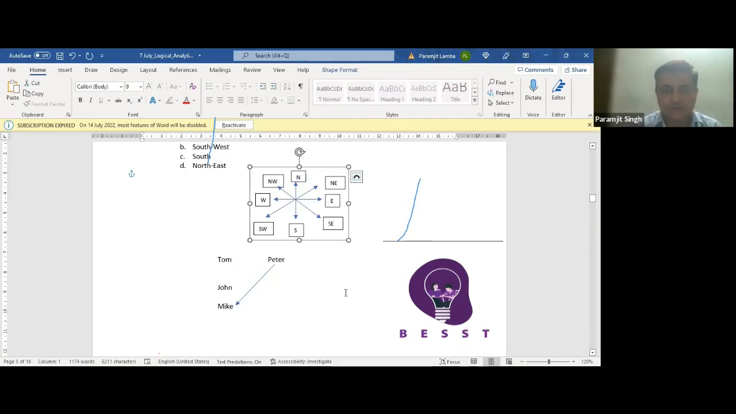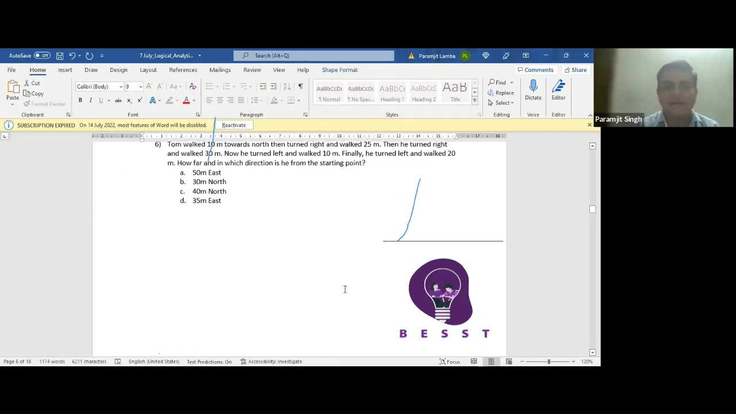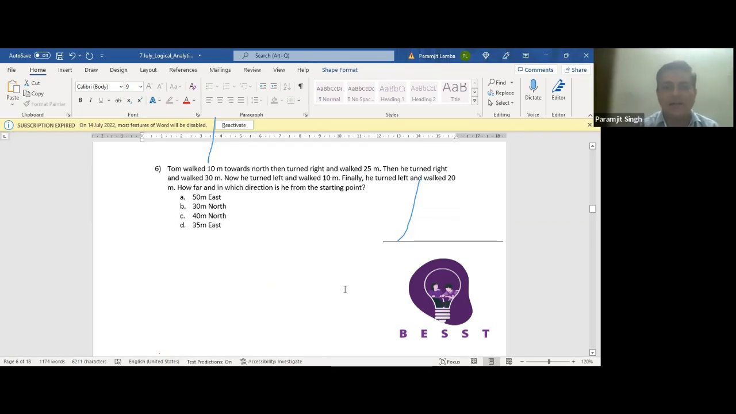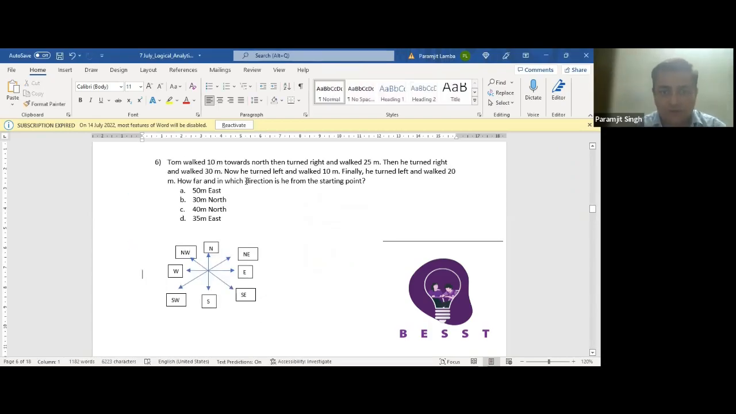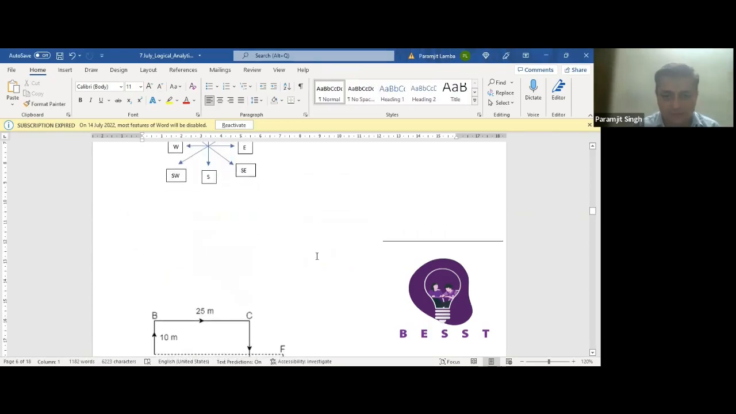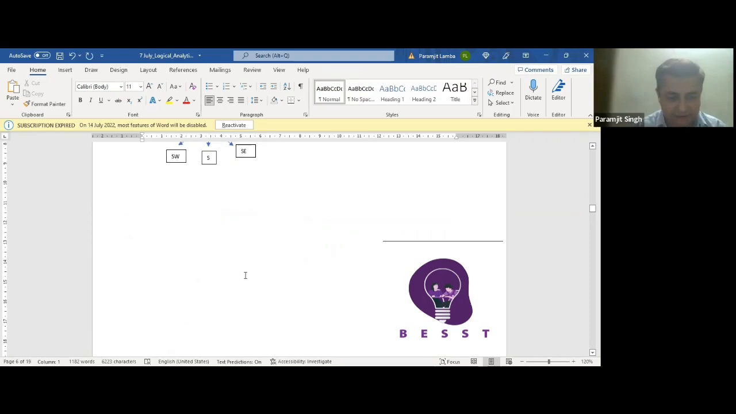Moving to the next question. Tom walked 10 meters towards north and then turned right and walked 25 meters. Then he turned right and walked 30 meters. Now he turned left and walked 10 meters. So a lot of left and rights. First, we will draw the compass. Now let's see. Tom walked 10 meters towards north. So where is Tom? Let's write Tom here.